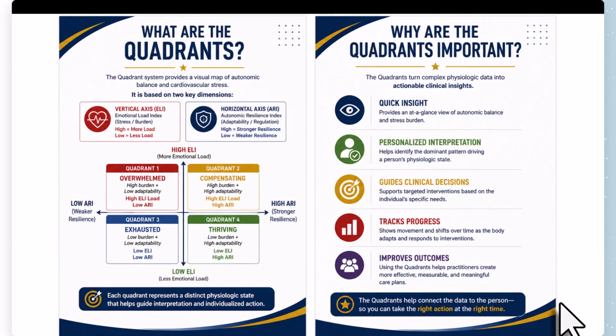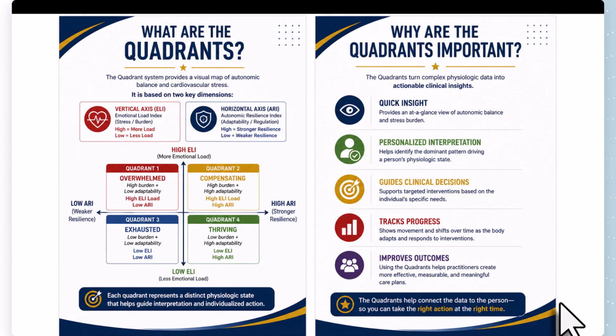If they're in quadrant 1, the emotional load index is high, and the autonomic nervous system has low adaptability, a low ARI, autonomic regulation or resilience index. So in quadrant 1, you see high ELI, big emotional burden, and low ARI. The autonomic nervous system is a little bit deficient, and we're going to handle that person a little bit differently.